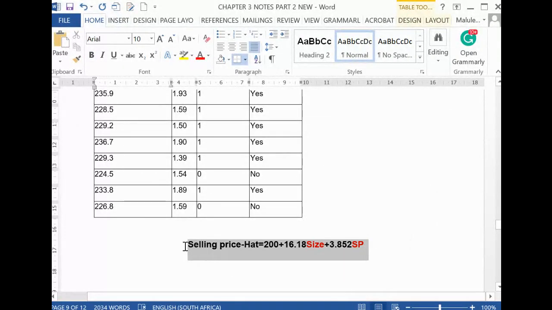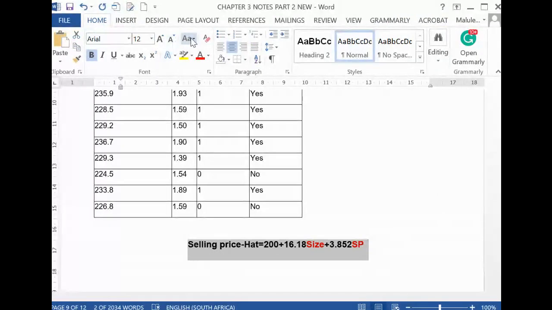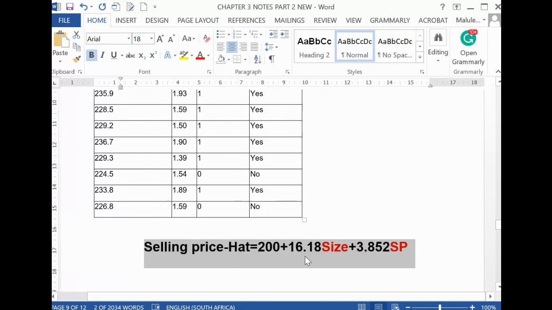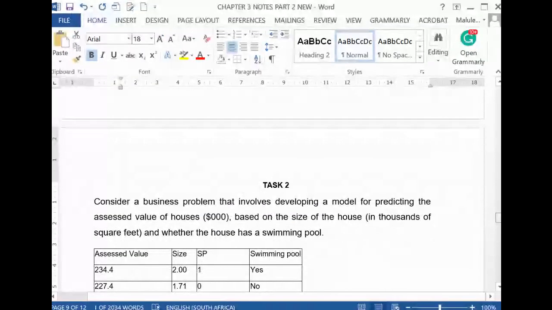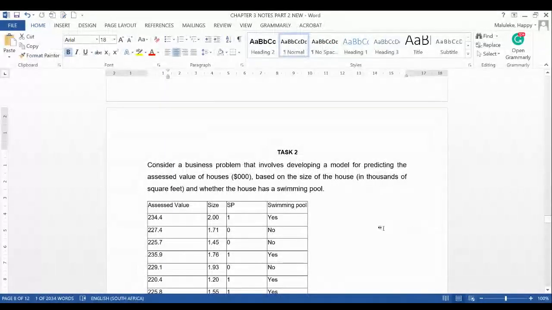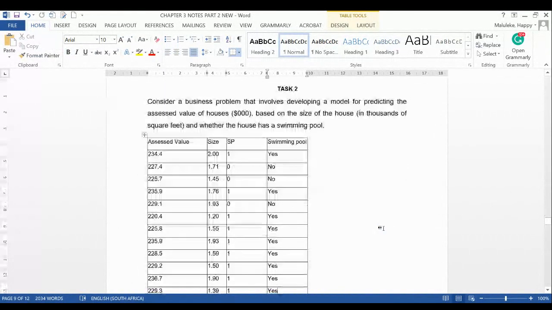This is the model, guys, that we managed to get using that information. So now, can someone explain the meaning of this 16.18? Let's check the units. The size is in 1,000 square feet. The assessed value is in $1,000. And the swimming pool, remember that one is categorical. You don't have to have the units of that one. So this is the model that we have.